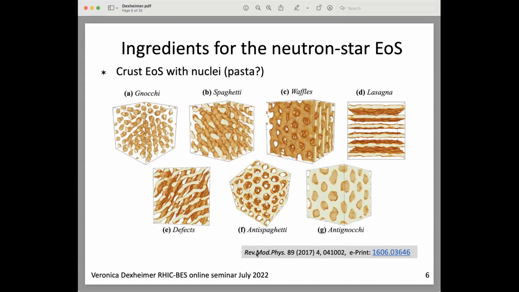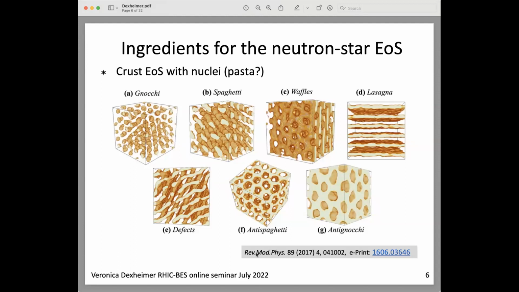So which ingredients do we need to have a physical equation of state for a neutron star? We have the crust, which is the name we give to the portion that has nuclei, and the core is where the nuclei have been dissolved into bulk hadronic matter. The pasta is always something fun to discuss because you have all these interesting shapes. You have pretty much as many shapes as you allow your simulation to produce.